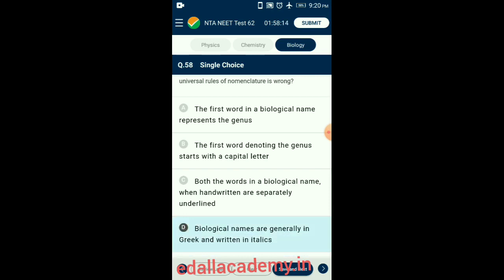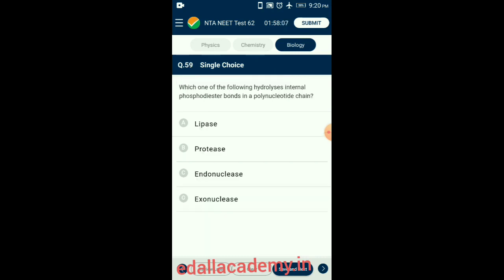Biological names are generally in Greek and written in italics. It is wrongly given. Question number 59. Which one of the following hydrolyzes internal phosphodiester bonds in a polynucleotide chain? Endonucleases hydrolyze internal phosphodiester bonds in a polynucleotide chain, this in DNA, while exonucleases hydrolyze terminal phosphodiester bonds in a polynucleotide chain from DNA. So the answer is option C, endonuclease.